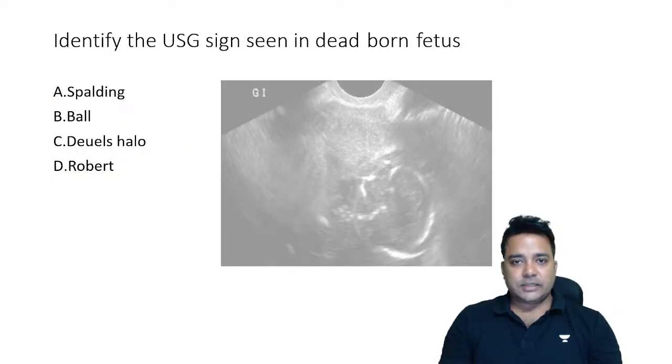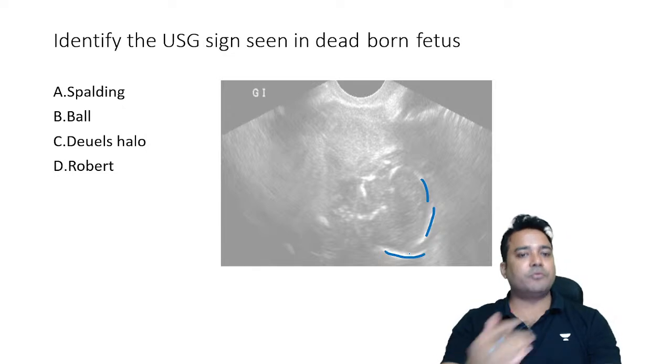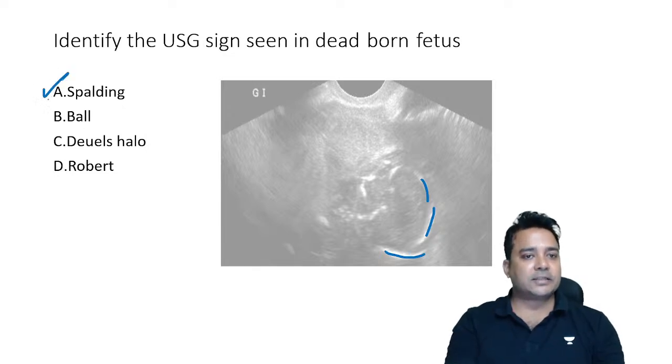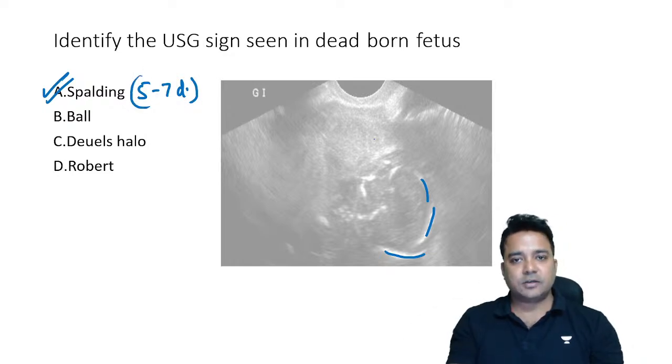Identify the USG sign seen in this dead born fetus. Simple है. Overriding of skull vault bones over each other is seen. Skull bones are overriding over each other, called as Spalding sign. Seen at about 5 to 7 days of fetal death, when the fetus has died inside uterus. This is how we define dead born fetus or intrauterine death of the fetus.